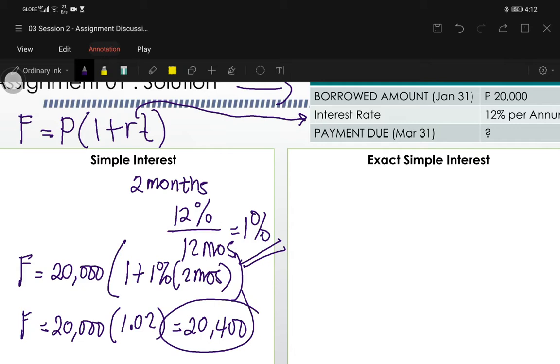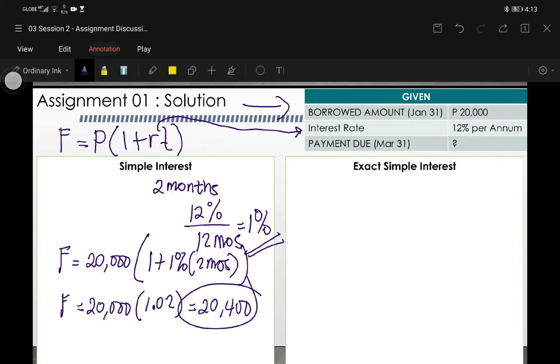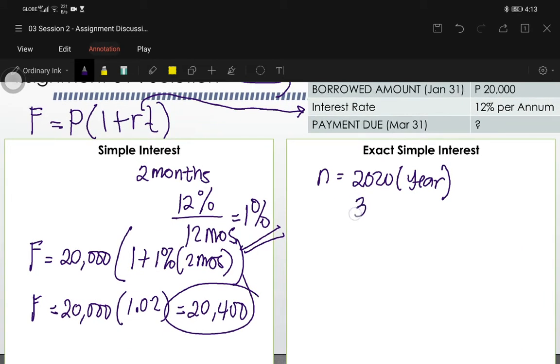Now, let's go through the simple exact interest. The n, or the number of days, is crucial in computing the value of the simple interest. Since the amount was borrowed in the year 2020, which is a leap year, we have exactly 366 days for that year.